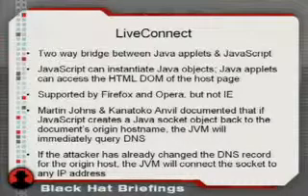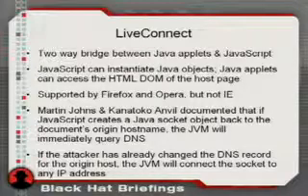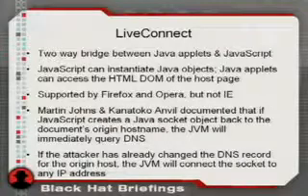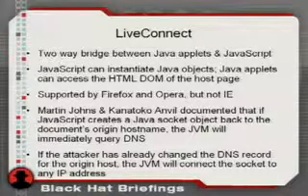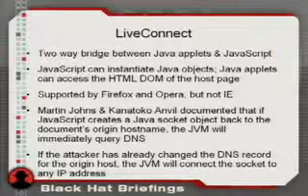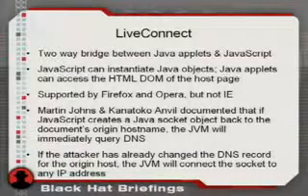So this next demonstration won't work against IE, but there are some similar attacks that I'll talk about that will work against currently any browser that's using the JVM. Earlier this year, Martin Johns and Kanatoko Anvil documented that if JavaScript creates a Java socket object back to the document's origin hostname, the JVM is going to immediately query DNS. However, since there's no applet file to download with LiveConnect, this query is for DNS pinning only, which means that the DNS server can respond with whatever IP address it wants, and the JVM will connect to it.